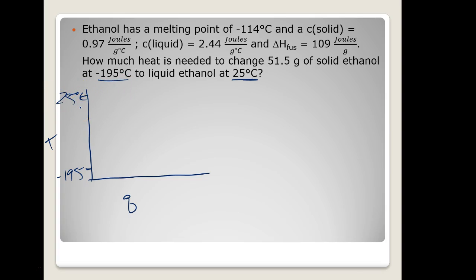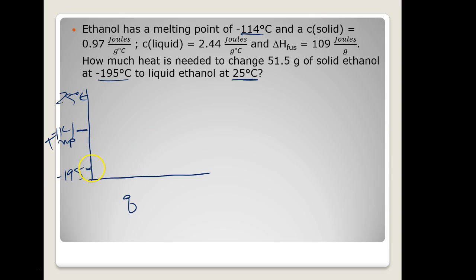Okay? Now, any other temperature they give you in there, I would put it inside. So the negative 114 goes here, somewhere in the middle. Again, it doesn't have to be to scale. And so now you have to interpret from that. You're starting with a solid, and this is my melting point.